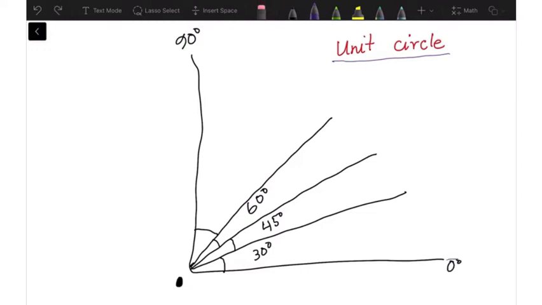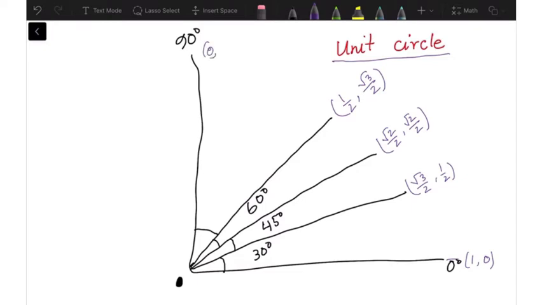And we are going to quickly put some values on them. Let's put 1 and 0. Here we put root 3 over 2 and a half. Here we're going to put root 2 over 2, root 2 over 2. And 60 is going to be the opposite of 30 degrees, which is going to be 1/2 and root 3 over 2. 90 is going to be the opposite of 0. As you can see, it's going to be 0 and 1.